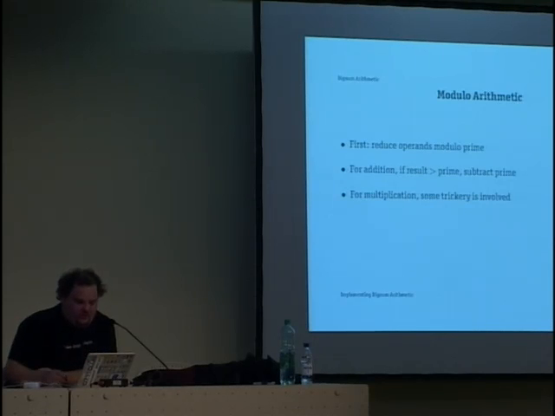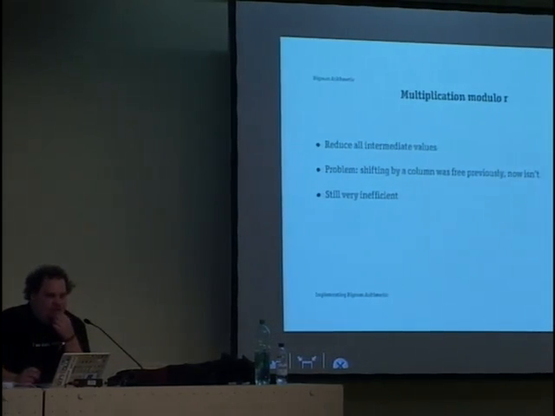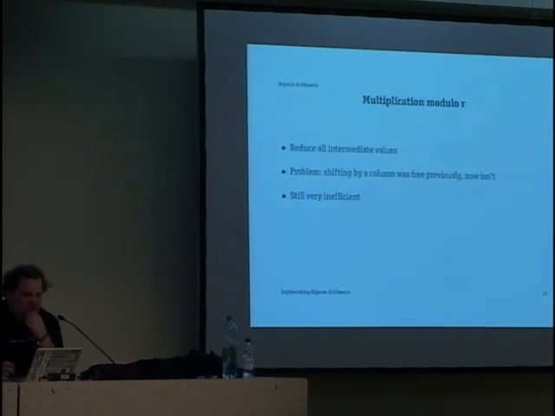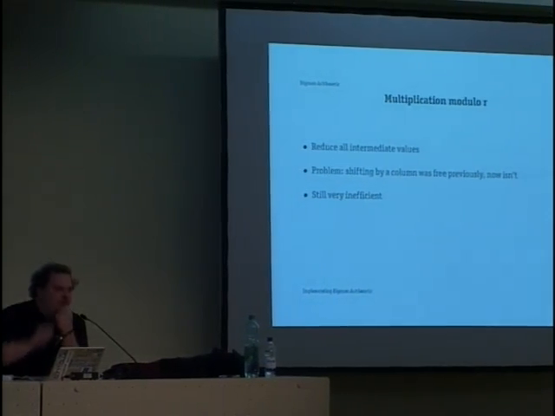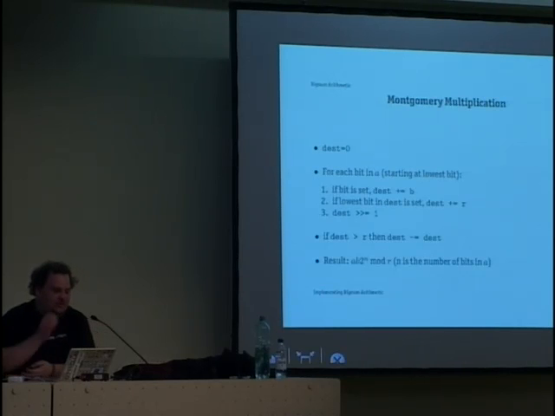For multiplication, it's a little trickier. You can reduce all intermediate values, which is a lot of bookkeeping again, and it's basically also division. The problem is that if we shift a column, I just wrote it in the school multiplication, if we shift left by 32 bits, it's free in the normal world. But if you have modulo some prime, it's not free, right? We have to reduce the intermediate. That's expensive.